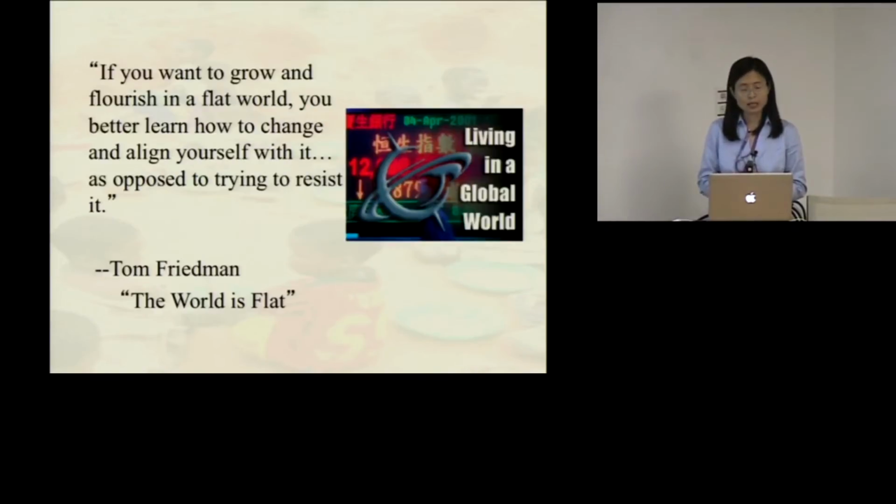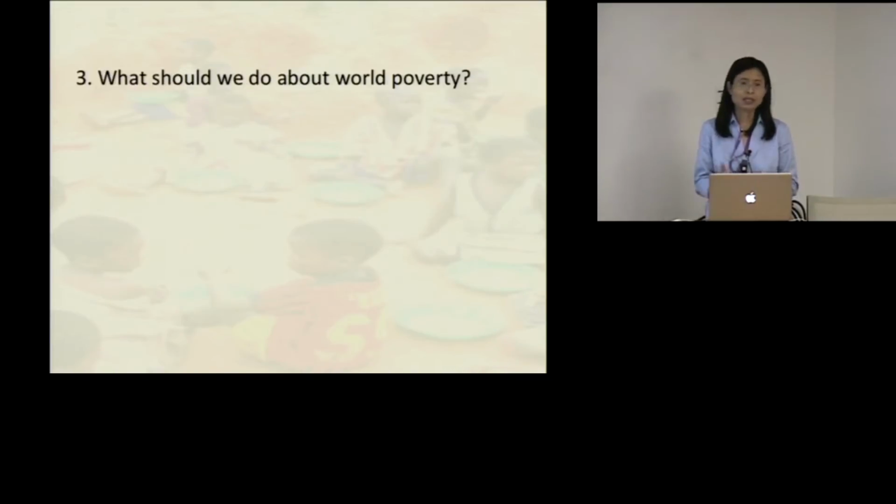Just like the famous book, The World Is Flat, has once talked about. If you want to grow and flourish in a flat world, you better learn how to change and align yourself with it, as opposed to trying to resist it. So what should we do about world poverty?